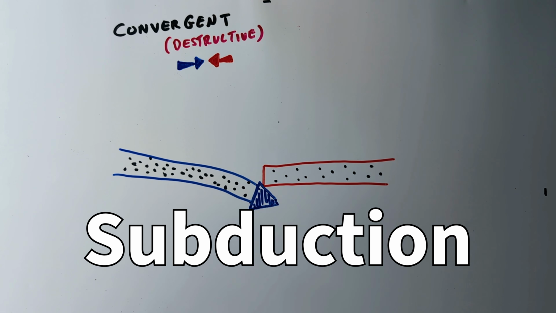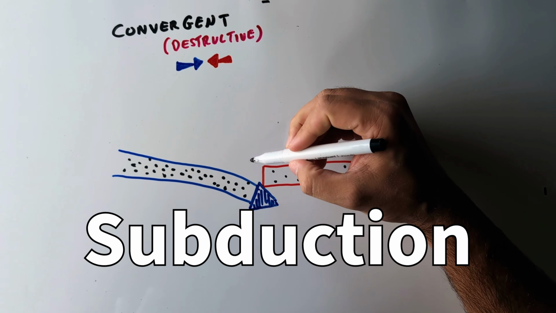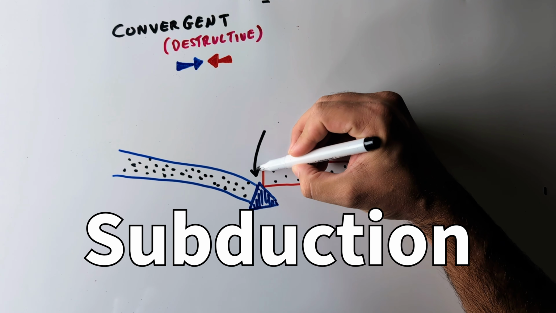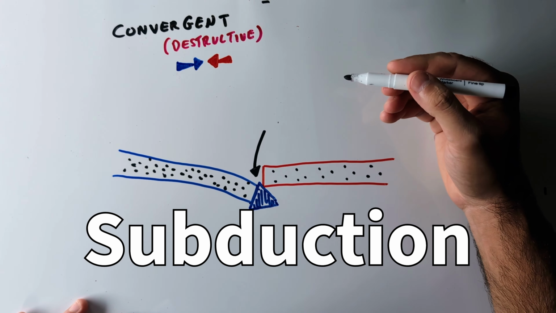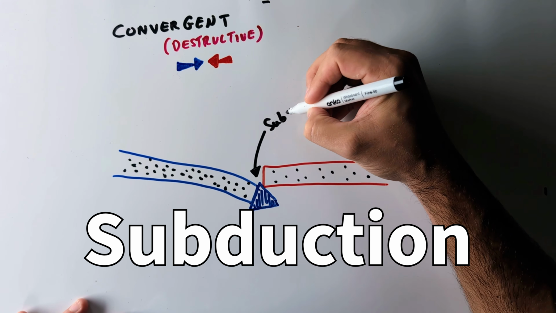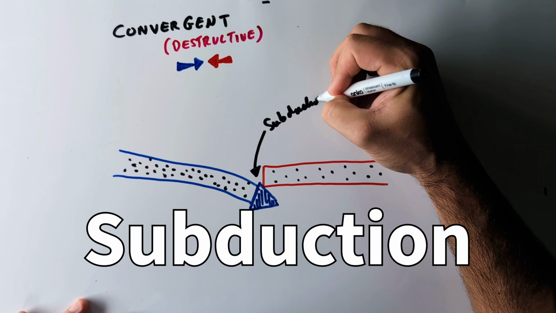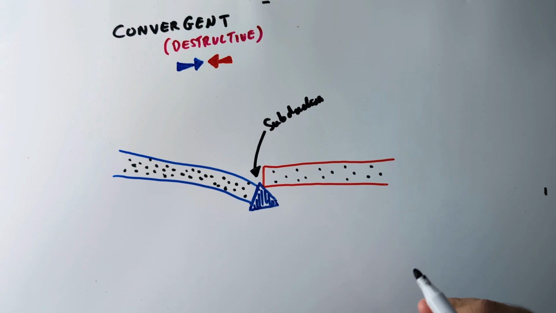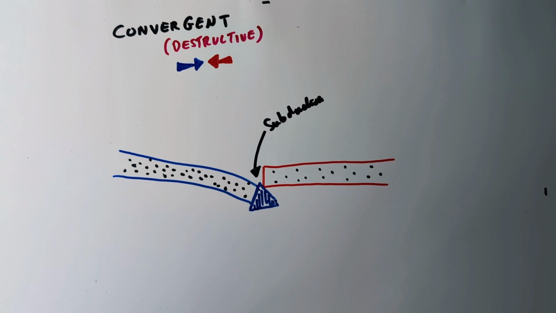And this is called subduction. Now, if you're going to understand convergent plate boundaries, you need to understand subduction. It simply means one plate is pushed beneath the other. In this case, it's the oceanic plate. So this can cause a few things to happen.